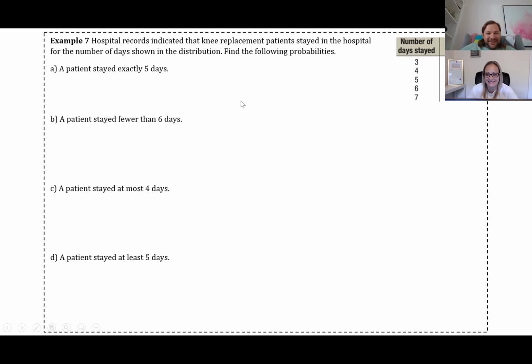Okay, so example 7, a hospital records indicate that knee replacement patients stayed in the hospital for the number of days shown in this distribution. Find the following probabilities. So find the probability that a patient stayed exactly 5 days. Karen, I'm going to let you take over until she quiets down. Okay, no problem. So probability of exactly 5 days.